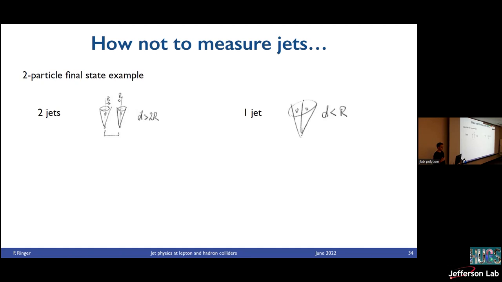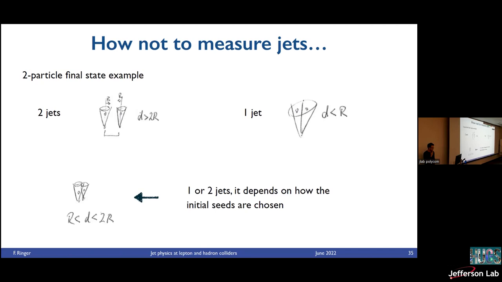Right? Now, if the distance between these two particles is less than r, then even if I start with this configuration, where I draw two cones around each particle individually, I notice that there are actually two particles in each of the cones. And then what I should do is just draw a cone around both of them, right? So if the distance between two particles is less than the radius of this cone, then I'll basically end up with a single jet.